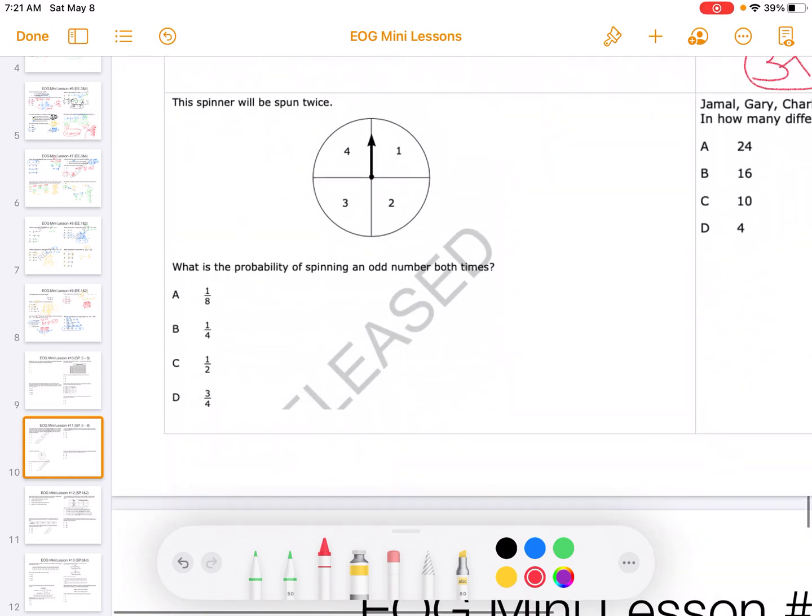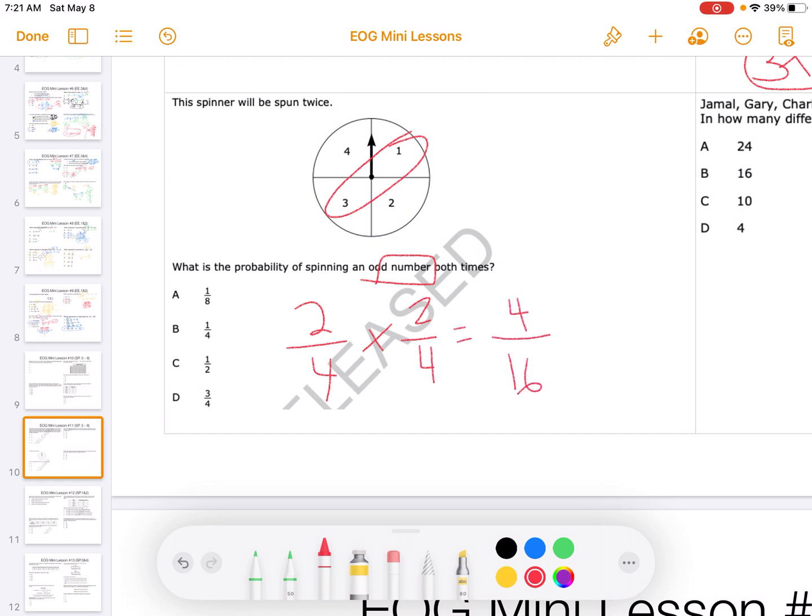The spinner will be spun twice. What is the probability of getting an odd number both times? Well, my odds are 1 and 3 out of 4. So that's 2 out of 4. And I'm spinning it twice, so 2 out of 4. So that's 4 out of 16. I need to reduce it, so I'm going to divide by 4. Get 1 out of 4.